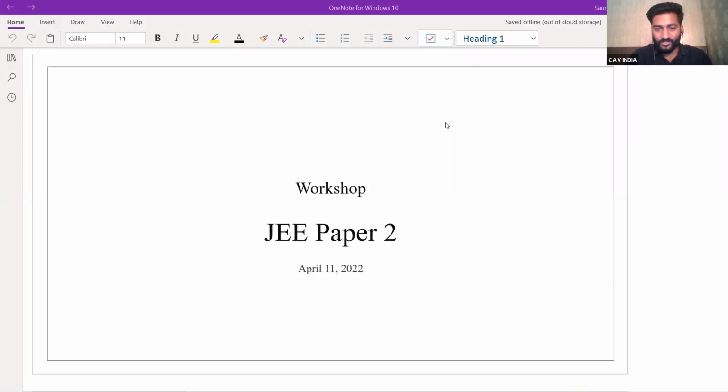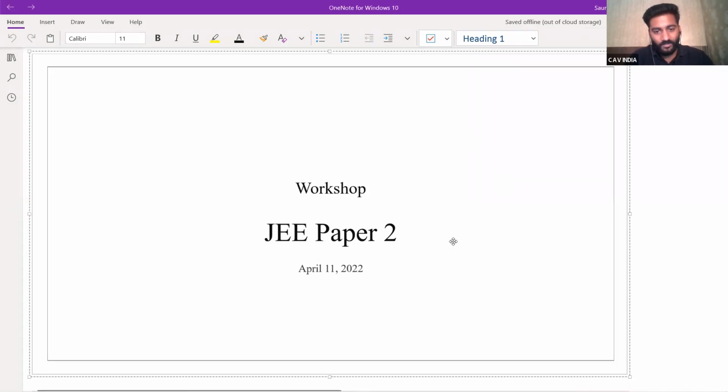And today in this session, we'll discuss a lot of things, like we'll look at the structure of JEE paper 2, the number of questions asked, what are the different sections, what kind of questions are asked, all those details. We will also discuss some common mistakes that students usually make. Along with that, I'll also tell you some tips and tricks which you can use while attempting the exam. Those things we will discuss.